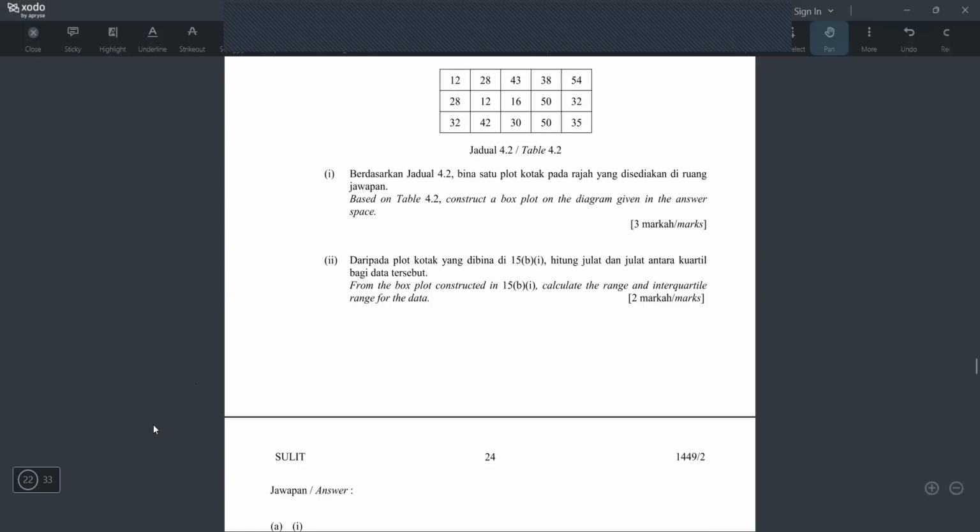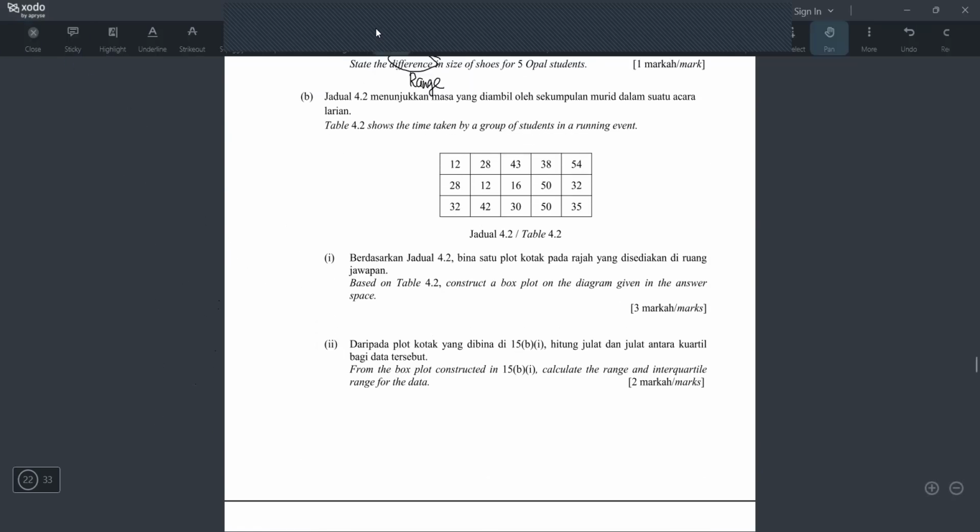Okay, let's continue with soalan B. Soalan B pun ungrouped data because dia bagi macam ni, right? So it's ungrouped data. Diagram table 4.2 shows the time taken by a group of students in a running event. So this is how many students? 1, 2, 3, 4, 5. 5 times 3, 15. 15 students participate in the running event. Number 1, based on table 4.2, construct a box plot on the diagram given in answer space. Bina satu plot kotak pada raja yang disediakan di ruang jawapan.